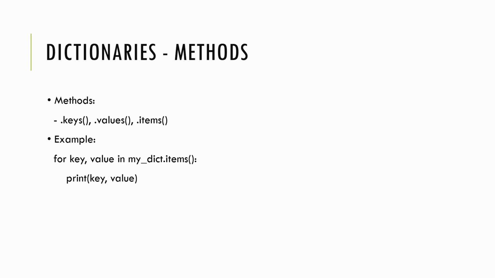Dictionaries have several useful methods like .keys(), .values(), and .items(). You can use these methods to access the keys, values, or both from a dictionary. For example, in the Python code below: for key, value in mydictionary.items(): print(key, value).